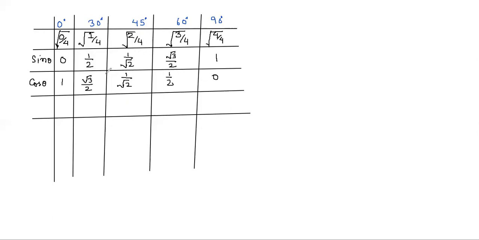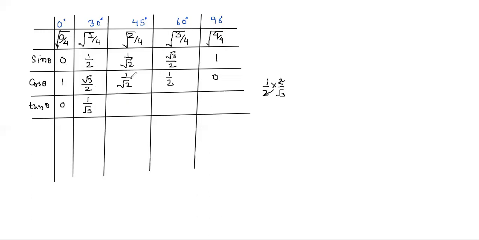And if you want to get the value of tan theta, you all know that just now we have derived that tan theta is equal to sine theta divided by cos theta. So sine divided by cos will give you the value of tan theta. 0 by 1, therefore this is 0. Then 1 by 2 divided by square root 3 by 2. When you divide these two values, I have to take the reciprocal to divide. So this will be 1 by square root 3.